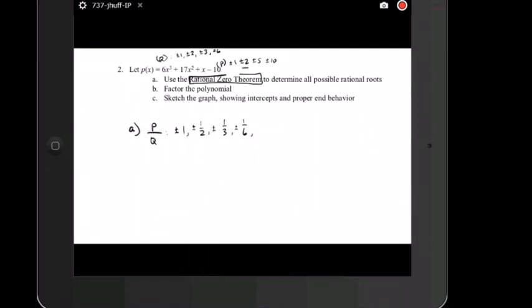And then move on to the next factor of P, which is 2, and then do the same thing. 2 divided by 1 is 2. Now 2 divided by 2 is 1, and we already have that there, so you don't need to do that one again. Then we'd have 2/3. And then same thing, 2 divided by 6 is 1/3, and we already have that one there, so we don't need to do that one again.